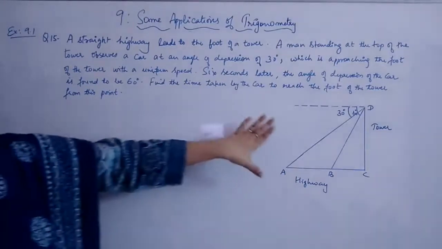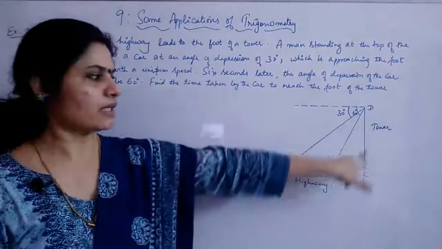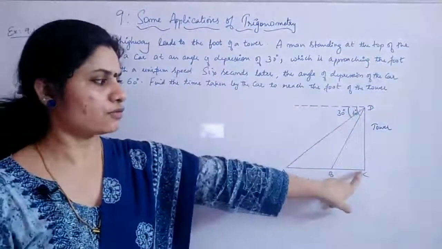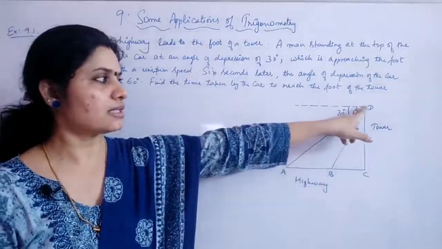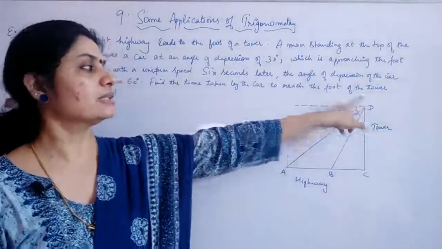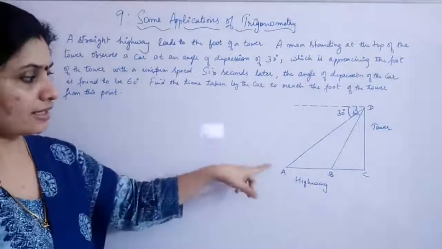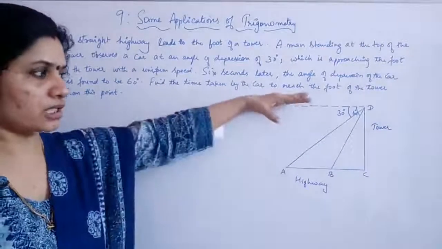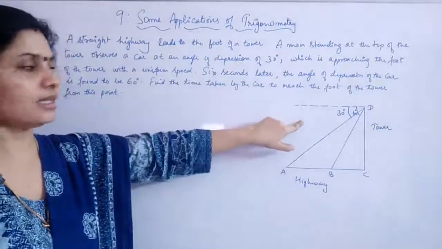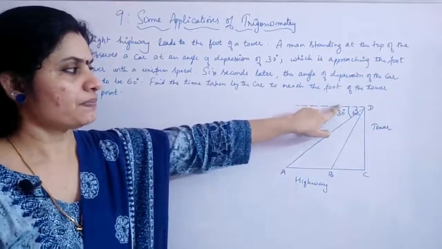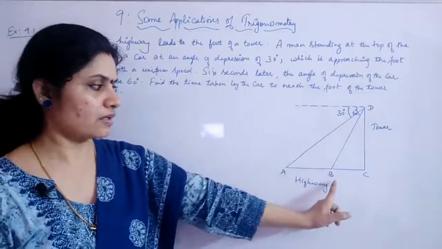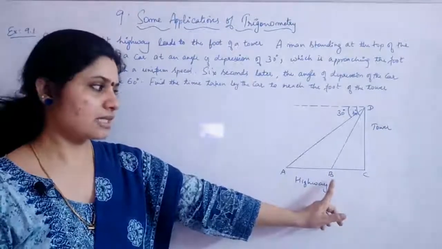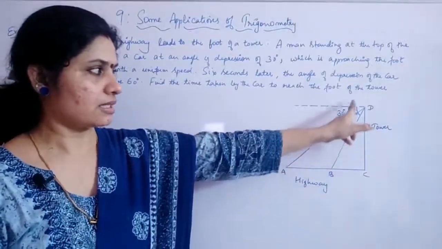So we have to draw the figure in which CD is taken as a tower. The person is standing on the top of the tower, and this is the foot of the tower. The person is viewing the highway. There he can see a car, and that car has an angle of depression with respect to the person's eye as 30 degree. After 6 seconds the car is moving and reaching a point B, and the angle of depression is also changing. It has become 60 degrees.